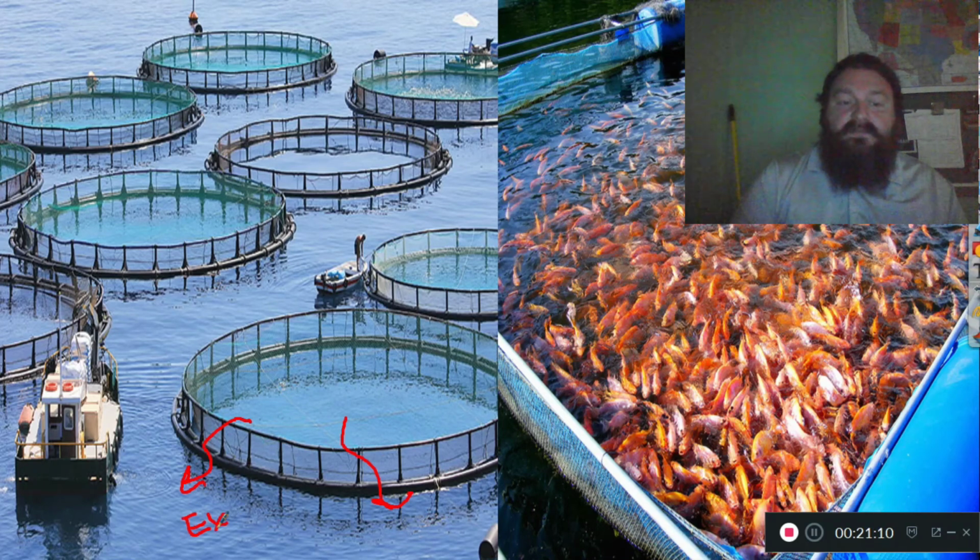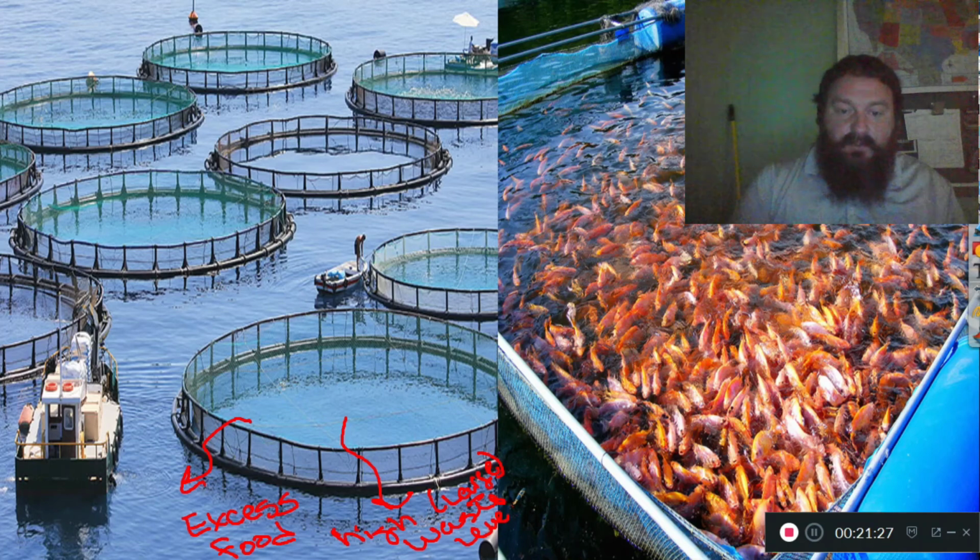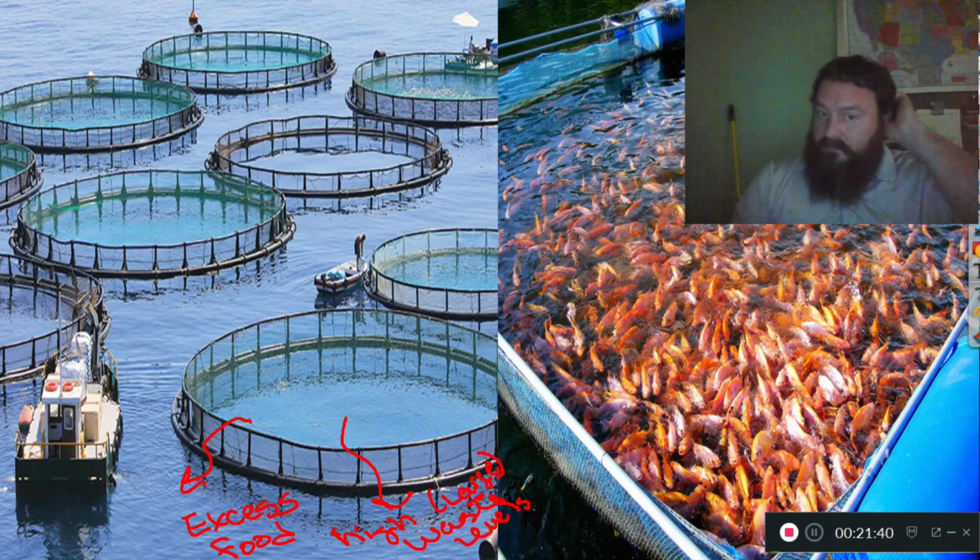So we have problems with excess food and also huge quantities of waste. And by waste, I mean, again, the unused food, the excess food, as well as the feces from the fish. Fish are going to be pooping constantly. If you've ever had a fish tank, you know you need to clean them out almost every month to get the poop out of the fish tank and the extra food out of the fish tank.